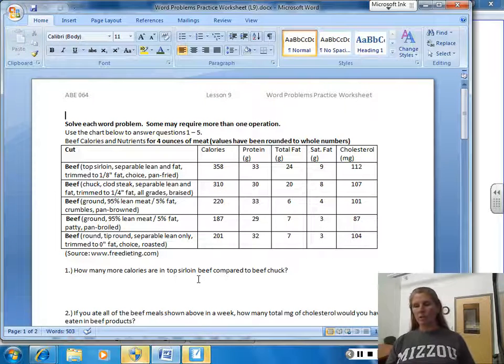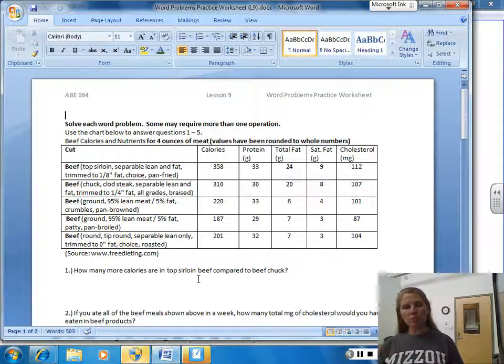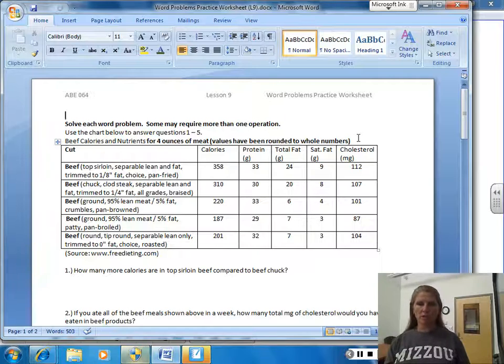And so I'm going to change the questions a little bit because I want you to be able to read the chart on your own, but we'll do similar ones. I'm not going to answer your question, but I'll answer something similar. So looking at this, up here it says beef calories and nutrients for 4 ounces of meat. And all the values have been rounded to whole numbers. We haven't worked with decimals and fractions yet, and so all of these are as close as I could get them. I did round them to the nearest whole number so that we could work with just whole numbers on here. This is from the website freedieting.com. This is their information, however accurate it is.